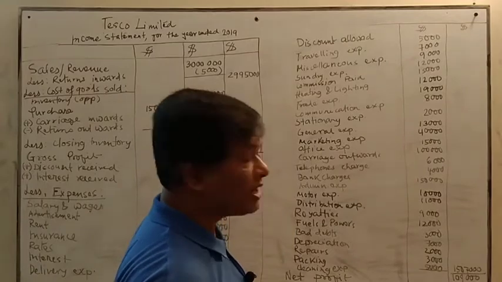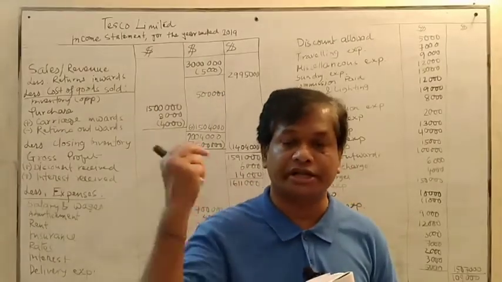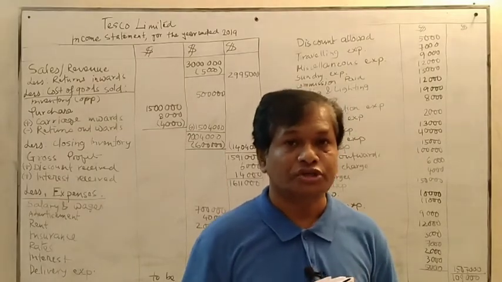Then the fuels and power. Whenever the factory is there, the factory is to be operated through electricity or other power or fuels. So that is the expenses.